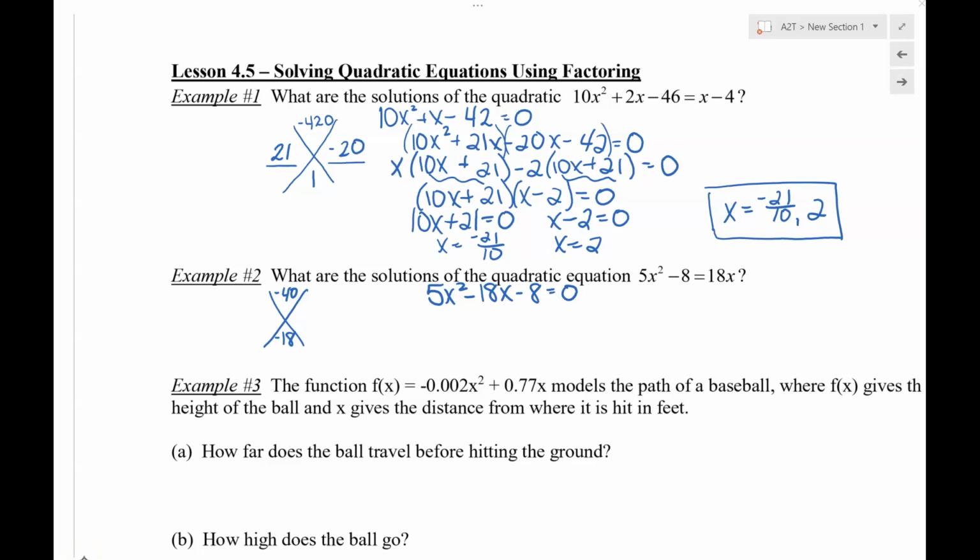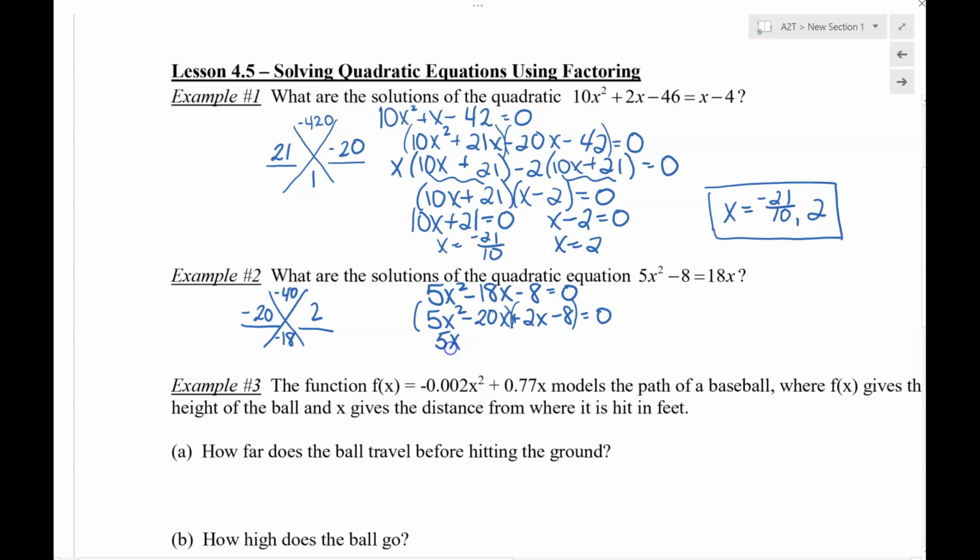Different factors of 40: 4 and 10, 8 and 5, 20 and 2. There it is. So our two numbers are going to be a negative 20 and a positive 2. Again, they have to multiply to the top, and then add to the bottom. So since they add to negative 18, I'm going to substitute negative 20x and positive 2x in for negative 18. We have a polynomial with 4 terms, so we must factor by grouping.